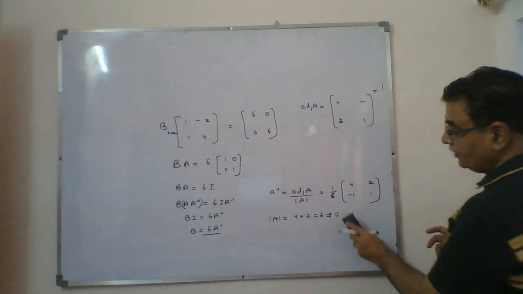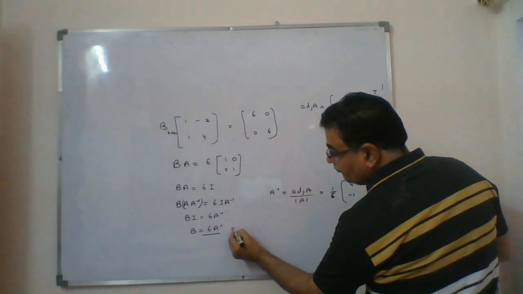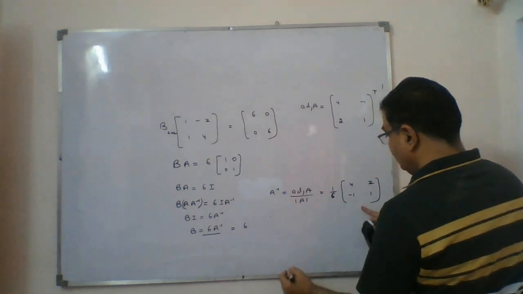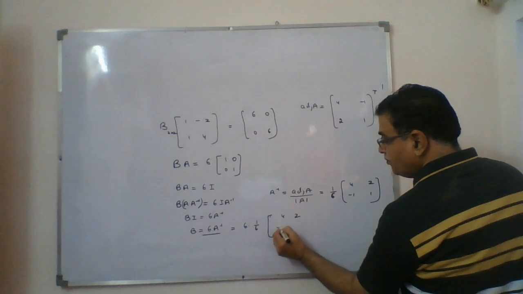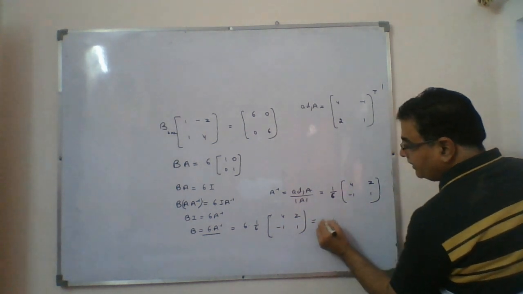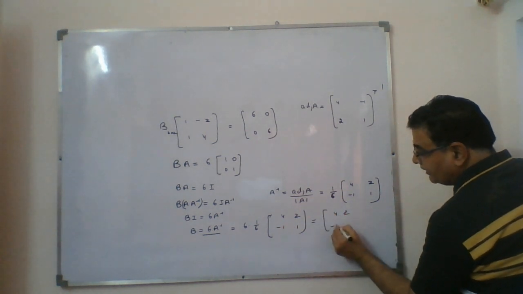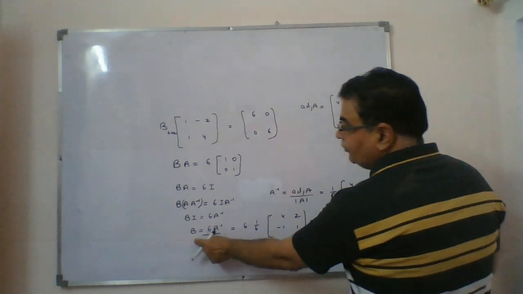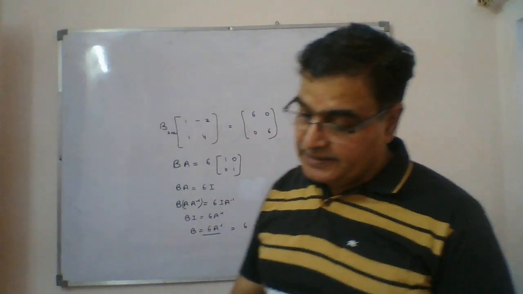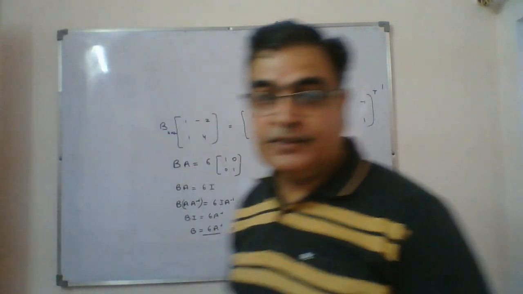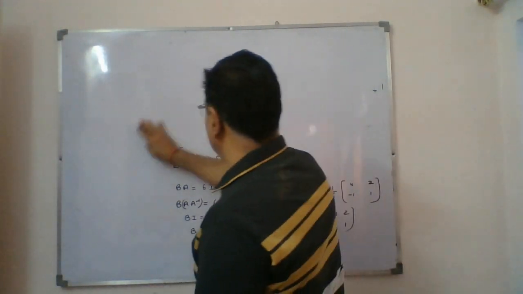And now they are asking what is B. So B we can calculate easily. 6 into A inverse. That will be 1 by 6, then 4, 2, minus 1 and 1. Your result is coming 4, 2, minus 1 and 1. This is your B, the unknown matrix. So you can calculate an unknown matrix easily. In the same way, there is one more question that you try, I am giving you only the hint.